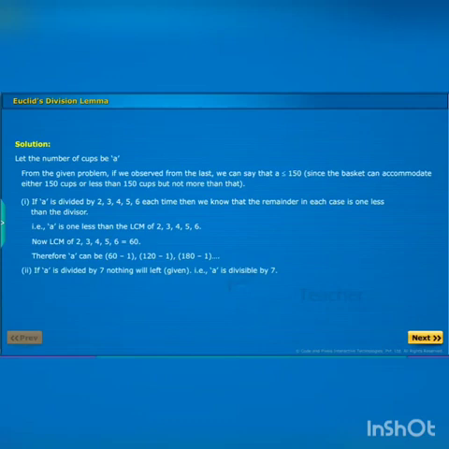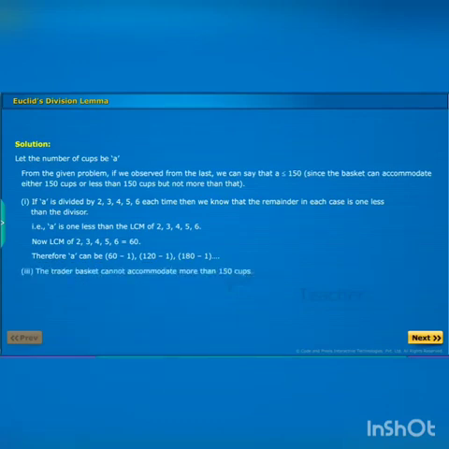2. If A is divided by 7, nothing is left. That is, A is divisible by 7. 60 minus 1, that is 59, is not divisible by 7. 120 minus 1, that is 119, is divisible by 7. Therefore, A can be 119.